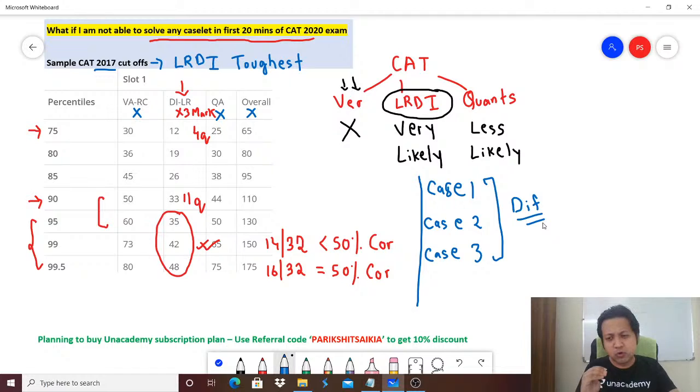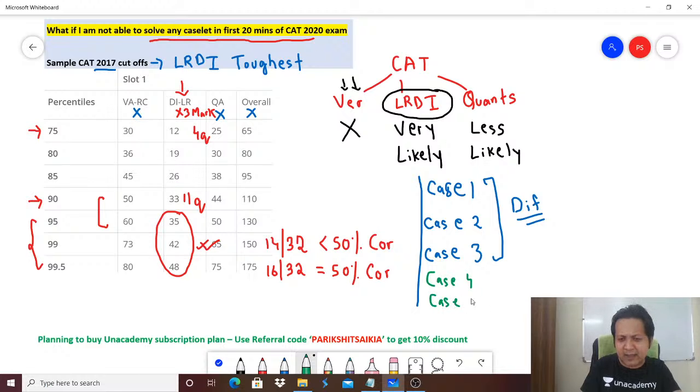So, what do you do? 20 minutes are over. Now, there are two possibilities here. The first possibility is you move to caselet 4 and caselet 5. I am assuming there will be 5 to 6 caselets in your exam. So, you can either pick up the remaining 2 or stick to these 3. Now, what should you do?